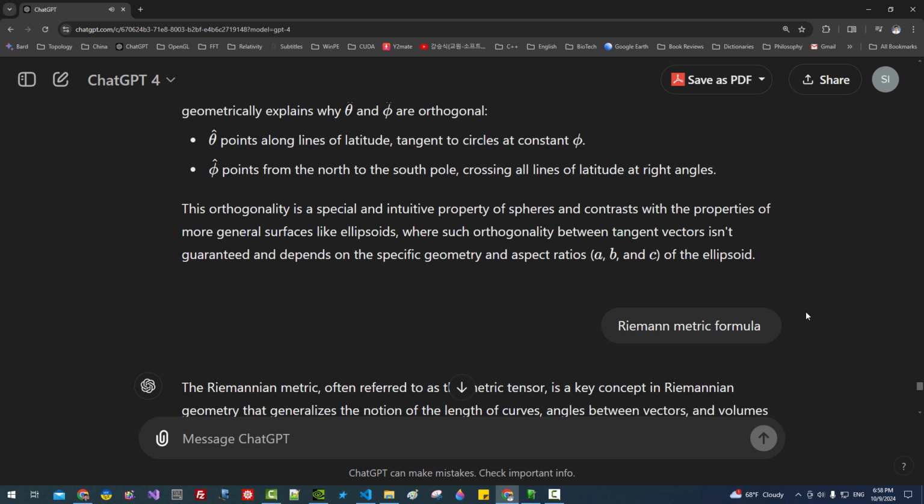This orthogonality is a special and intuitive property of spheres and contrasts with the properties of more general surfaces like ellipsoids, where such orthogonality between tangent vectors isn't guaranteed and depends on the specific geometry and aspect ratios, a, b, and c, of the ellipsoid.